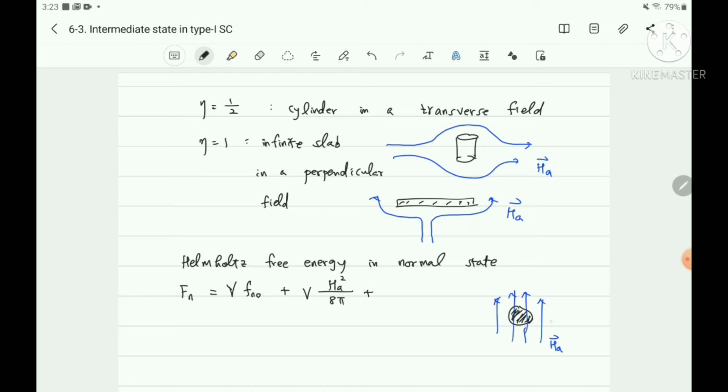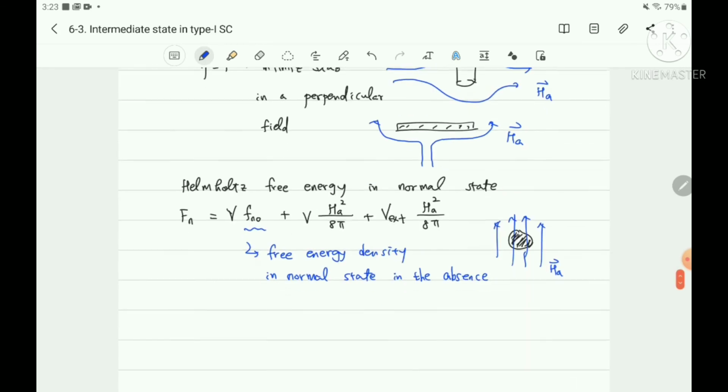Also, V external means the external volume outside of the sample, and there the magnetic field energy is HA squared over 8 pi. Here Fn0 means the free energy density in the normal state in the absence of magnetic field.